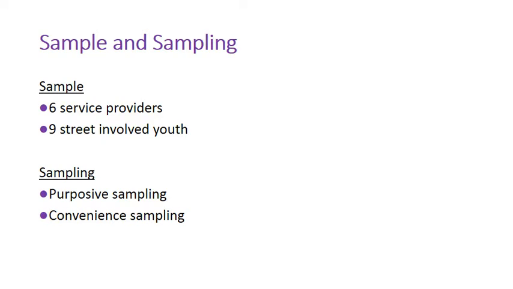This sampling method was used for the recruitment of the service provider participants. This sampling method allowed for representation from different kinds of service providers from a variety of agencies and organizations. Convenient sampling is when participants are asked to participate based on their availability. Convenient sampling was used for the street-involved youth. I went to a street-involved youth serving agency and interviewed youth consenting to participate in the interviews.